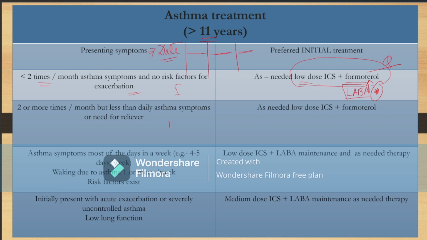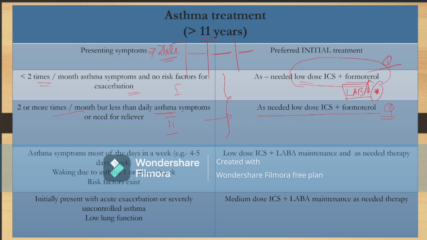Now come to stage 2 therapy. In stage 2, if the patient presents with asthma symptoms 2 or more times in a month but less than daily symptoms, then we go for stage 2 therapy: as need therapy of inhaled corticosteroid and formoterol, that means LABA. So in an easy manner, if any patient has about 2 or more symptoms in a month without daily symptoms, then we go for as need therapy of LABA and ICS.